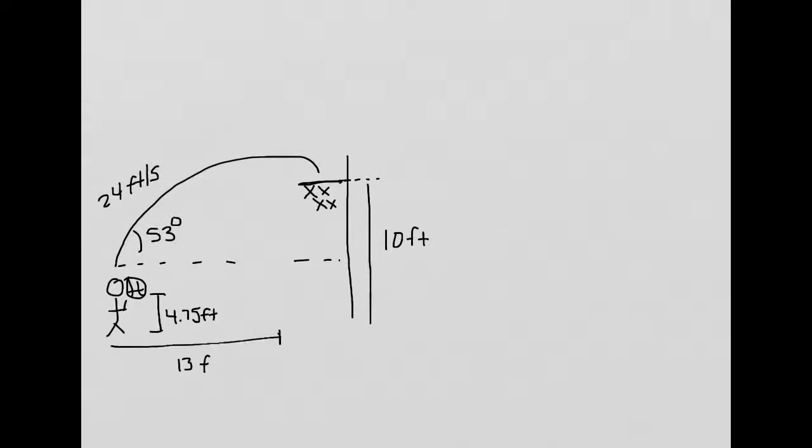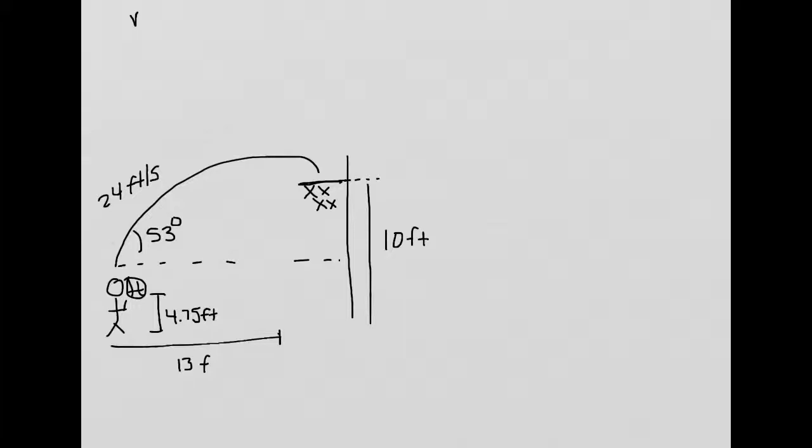Okay, so I have a ton of information here. What I want to know is, does she make the shot? Now, this shot is a perfect swish shot. Okay, she's not going to hit the rim. She's not going to hit the basket, right? This is a perfect shot. So we're looking for an ideal shot here. Okay, so remember our equations.